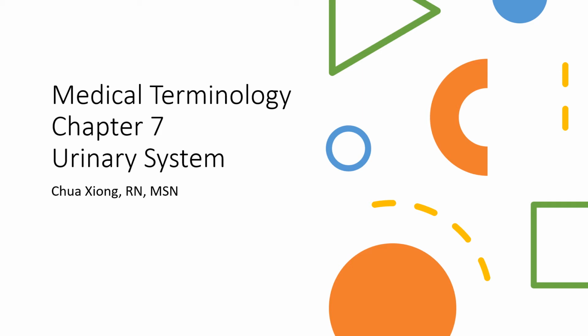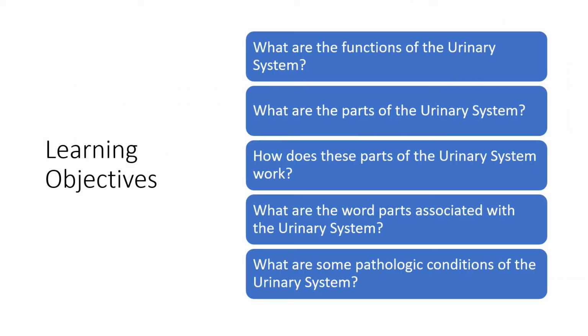This is medical terminology, chapter 7, the urinary system. What are the learning objectives? What we want to learn from chapter 7 with the PowerPoint slide?